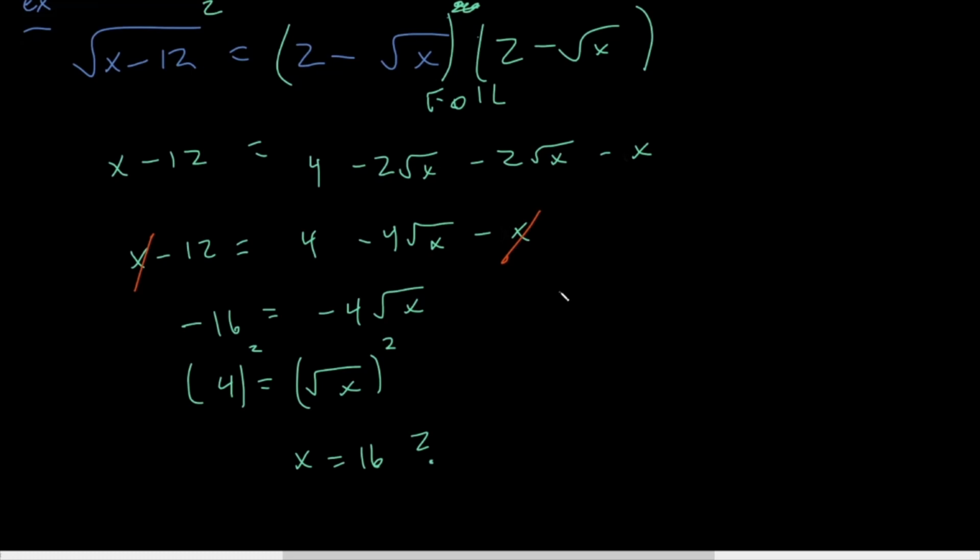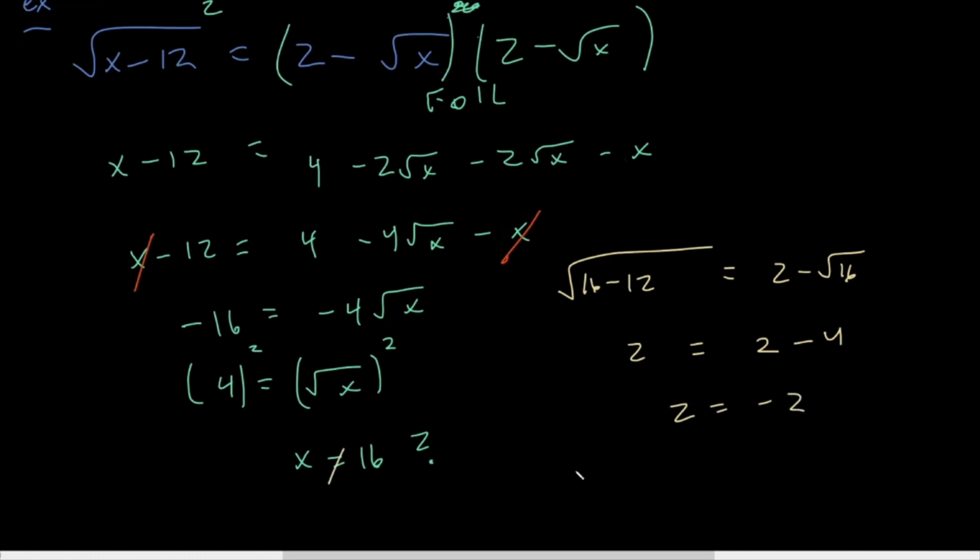So square root x minus 12, square root 16 minus 12 equals 2 minus root x. So that would be root 16. So square root 16 minus 12, square root 4 is 2, equals 2 minus 4. So 2 equals negative 2. So x does not equal 16. We have no solution here. This is our answer.